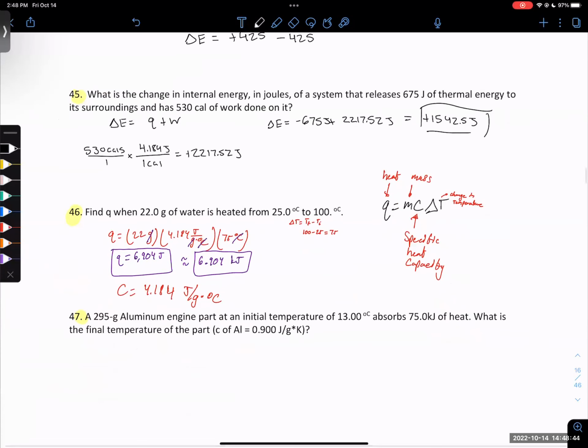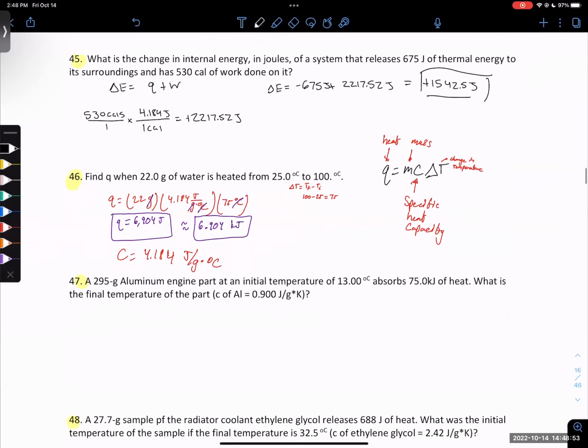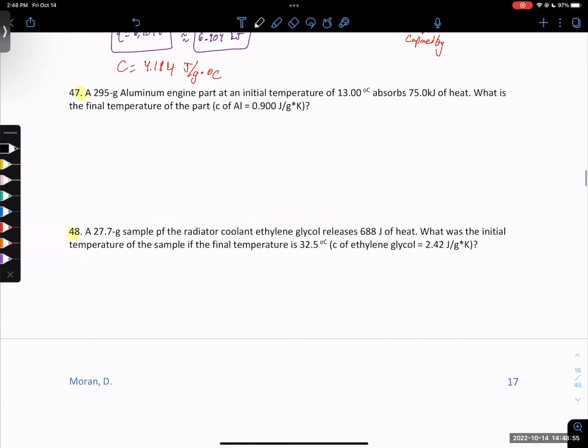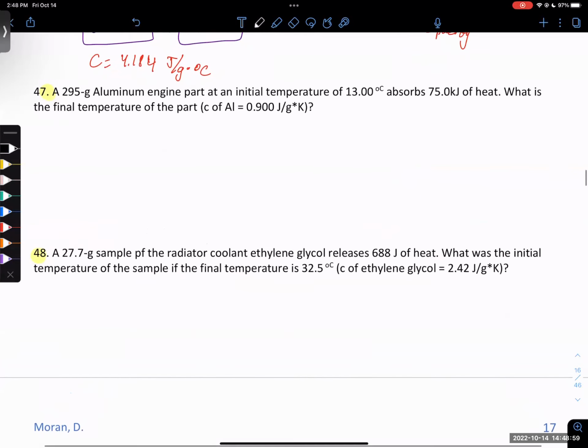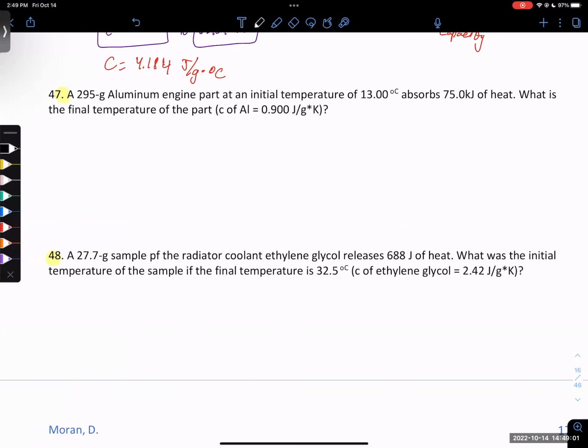Any questions on 45? Before we go on to the real thermochemistry, the fun stuff. This is actually the fun stuff, guys. No, it's not. Yes, it is. It's satisfying. Really? All right.